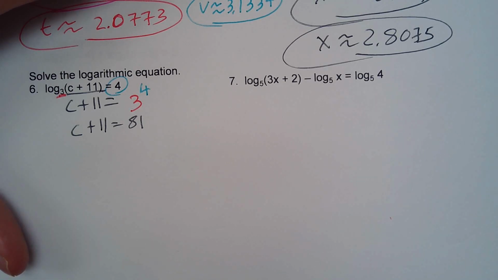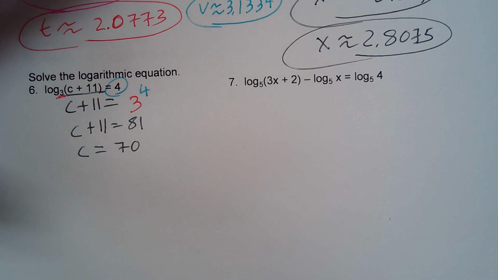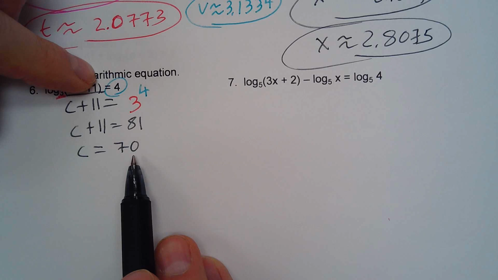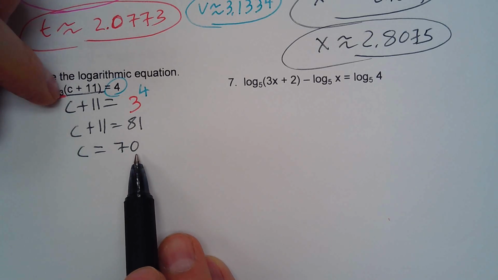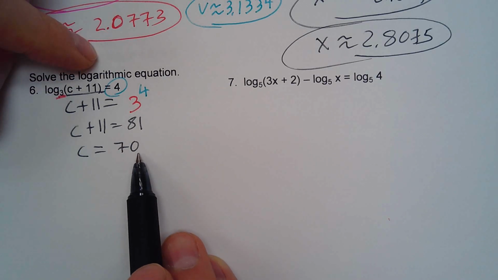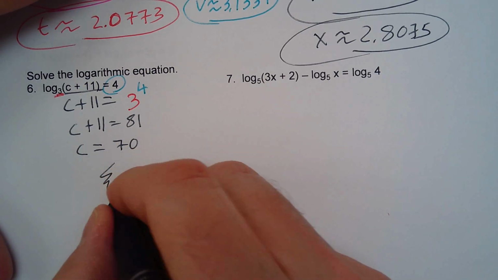And then I'm going to subtract 11 from both sides. That's going to give me c equals 70. So let's plug in 70. 70 plus 11 is 81. Log base 3 of 81. Well, 81 is 3 to the 4th power, so that will give me 4. So it does check.